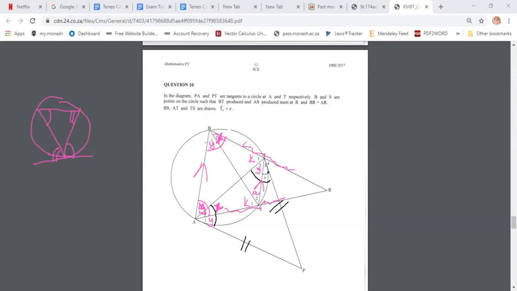And then there as well, that would then be alternate. So this would also be a y. Alternate angles. I think we answered what they wanted there.